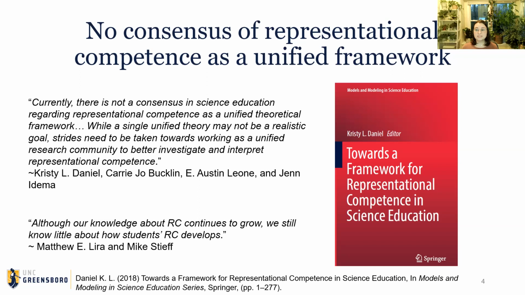So in their book, Daniel and co-author talk about how currently in science education, we still don't have a unified theoretical framework. And Lyra and Stike talk about, although our knowledge about representational competence continues to grow, we actually still know very little about how to support students in developing this set of skills.